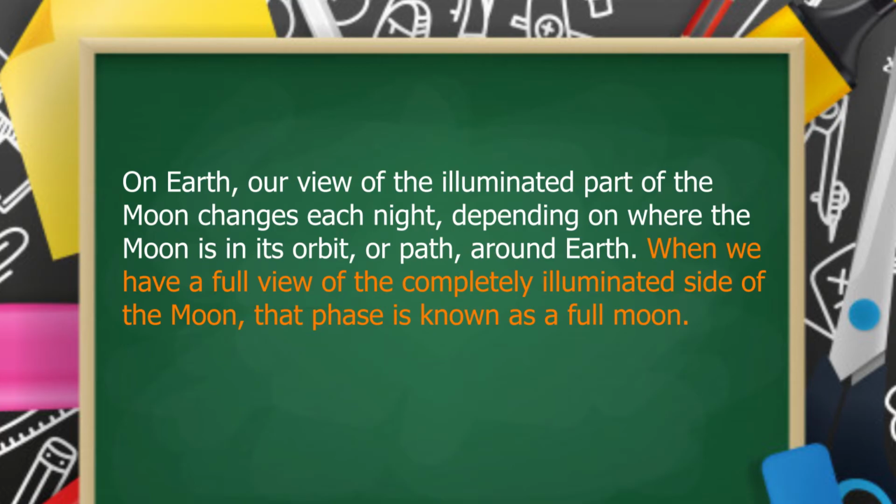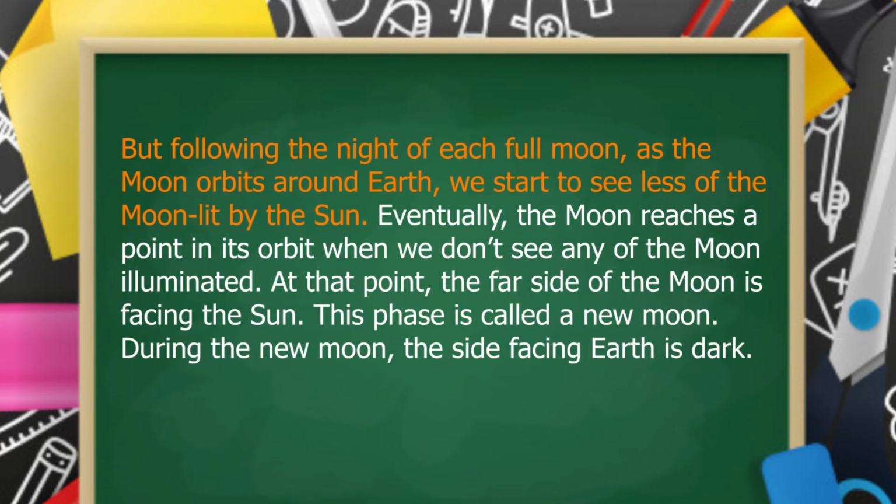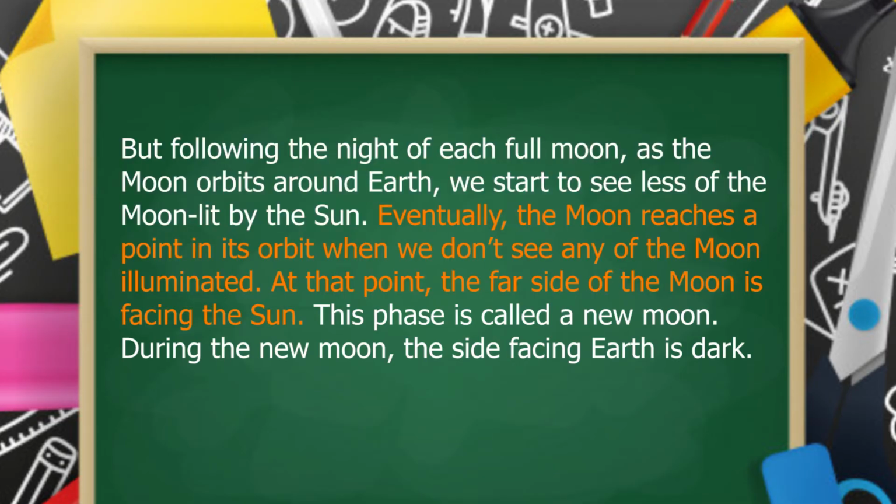When we have a full view of the completely illuminated side of the moon, that phase is known as a full moon. But following the night of each full moon, as the moon orbits around Earth, we start to see less of that moon lit by the sun.